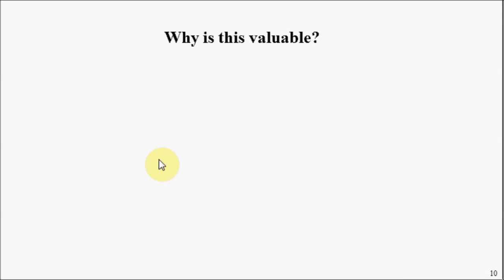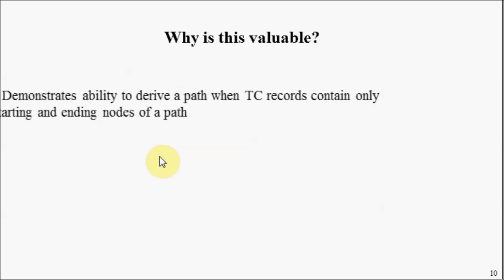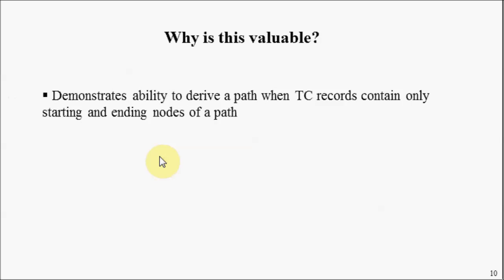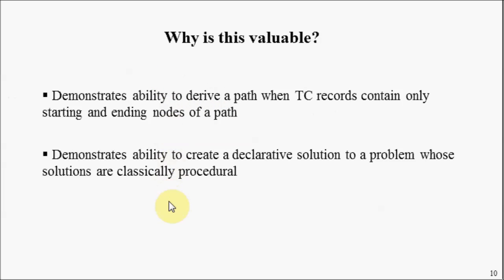So why is this valuable? Well, what I've demonstrated is the ability to derive an actual path from transitive closure records. Now understand, transitive closure records only have the endpoints of a path. And still, only having the endpoints, it is possible to derive an actual path. Secondly, I've demonstrated the ability to create a declarative solution to a problem whose solutions are typically procedural.